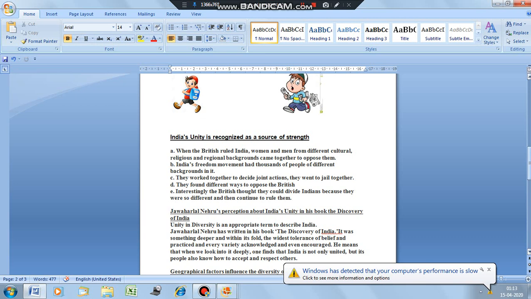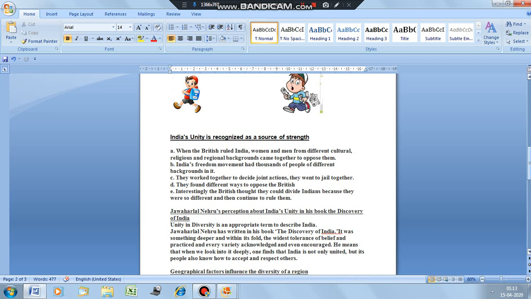Interestingly, the British thought that through their policy of divide and rule, they could rule Indians because they were so different, and continue to rule them. But the Indians showed that they were different, yet they were united in their struggle against the Britishers.